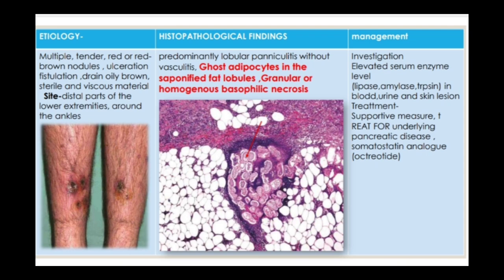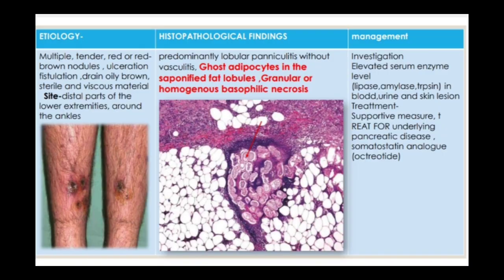For the management of pancreatic panniculitis, investigations usually show elevated serum enzyme levels like lipase, amylase, and trypsin in the blood, urine, and even the skin lesions. Leukocyte reaction and eosinophilia in the peripheral blood can be seen in pancreatic cancers. Treatment includes supportive measures and treatment of the underlying pancreatic disease. One can give the somatostatin analog octreotide to inhibit pancreatic enzyme secretion. The usual treatment of panniculitis, corticosteroid, NSAID, and immunosuppressives, is not effective in this case.